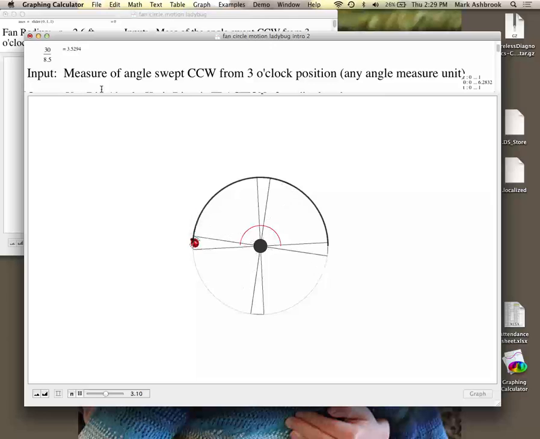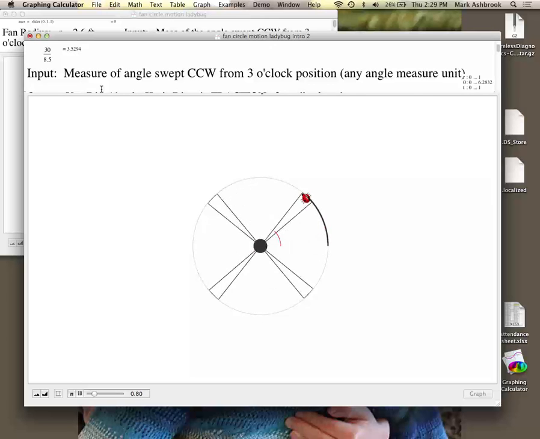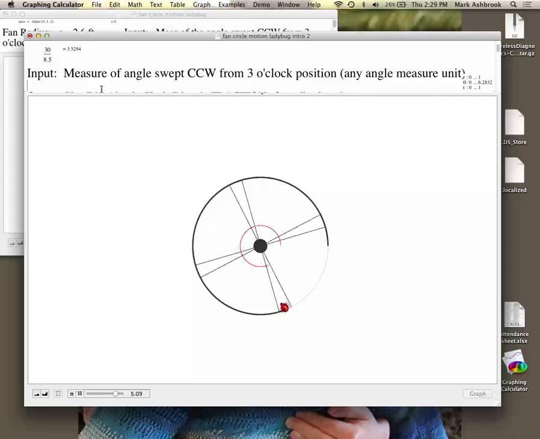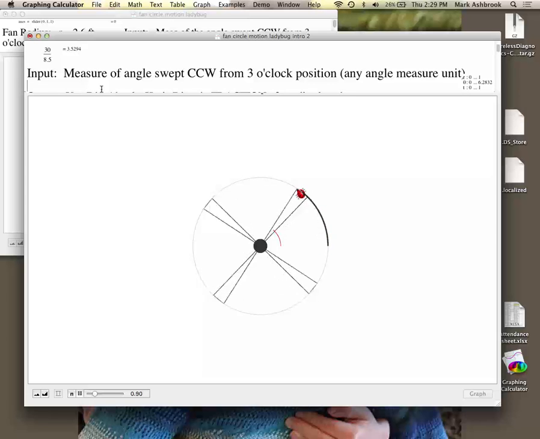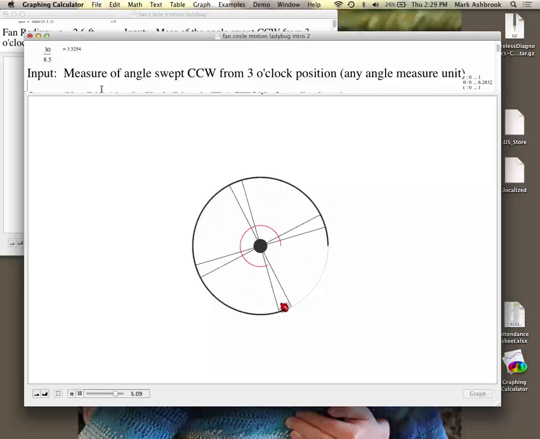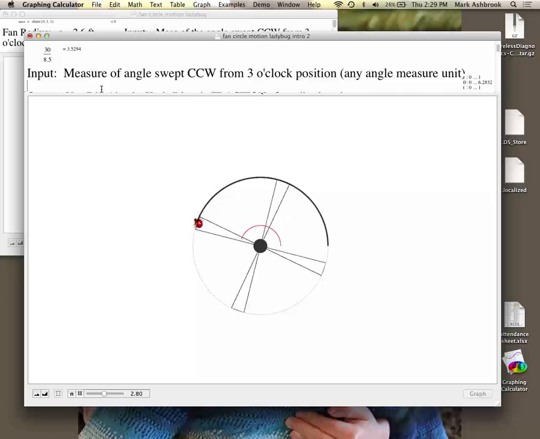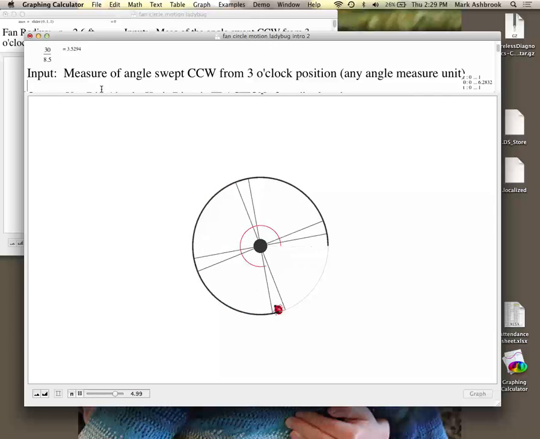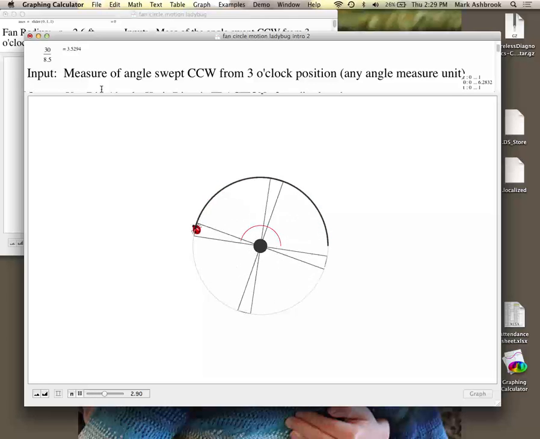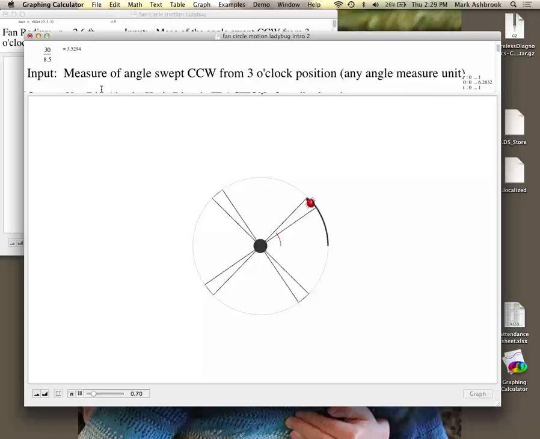We're going to live in the land of the measure of the angle swept counterclockwise from the 3 o'clock position. That's the same angles we've been looking at, right? This is just the formal definition for the same angles. Starting at the 3 o'clock position, sweep counterclockwise, and we can use any angle measure unit we want. Radians, degrees, doesn't matter. That's going to be the inputs, because that's kind of what happens first. So we take some angle measure, and based on that we want to get the location of the bug. The location of the bug is going to take not just 1 quantity, but 2 quantities.